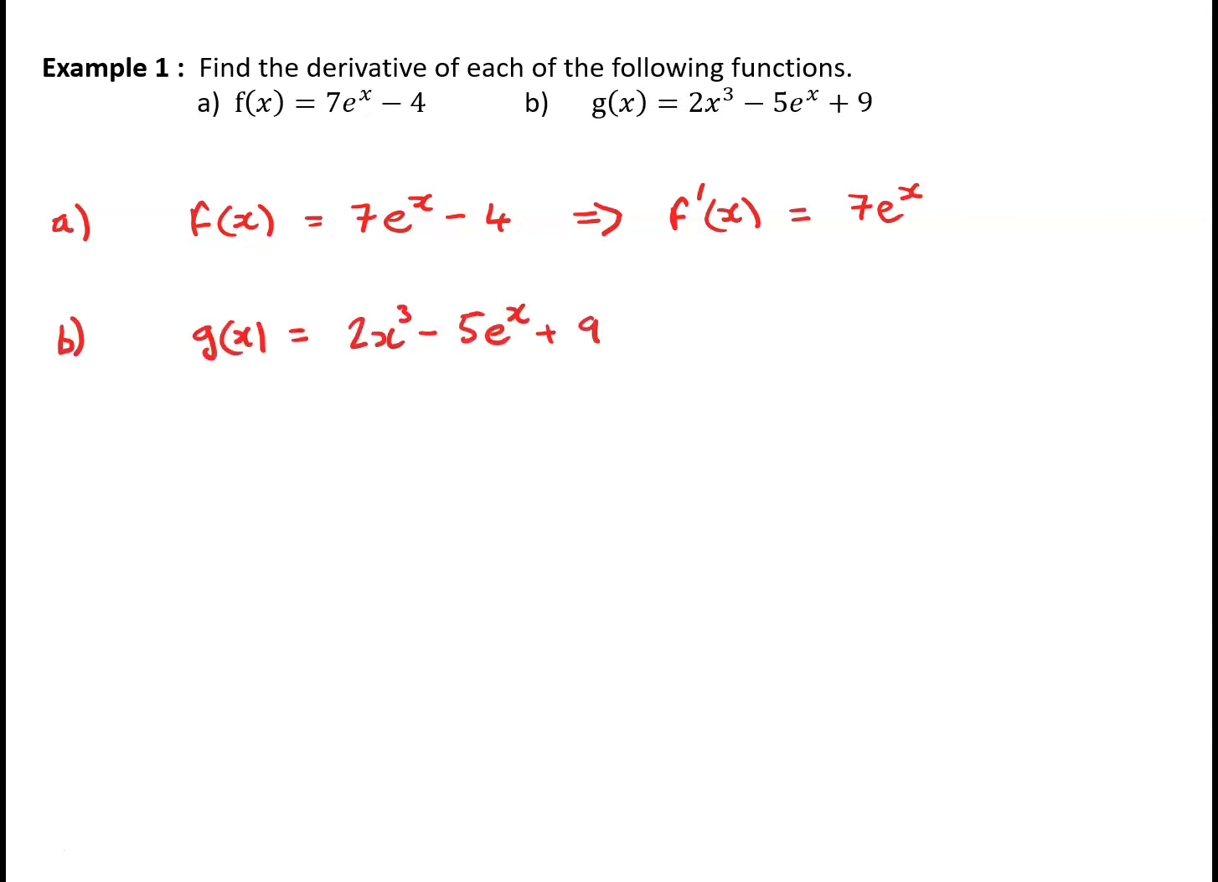And for part B, if g of x is 2x cubed minus 5e to the x plus 9, we know the derivative of 2x cubed is 6x squared. We know the derivative of 5e to the x is just going to be 5e to the x. We know the derivative of 9 is 0, so we can say that g dash x is going to be 6x squared minus 5e to the x.